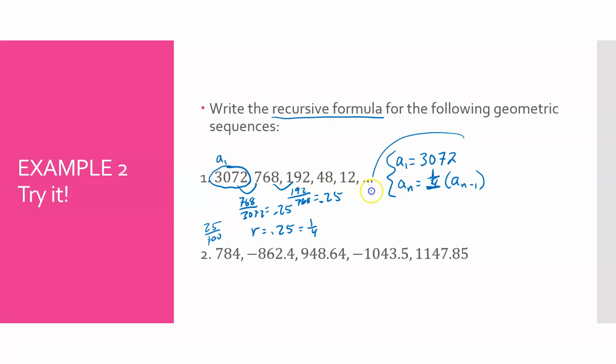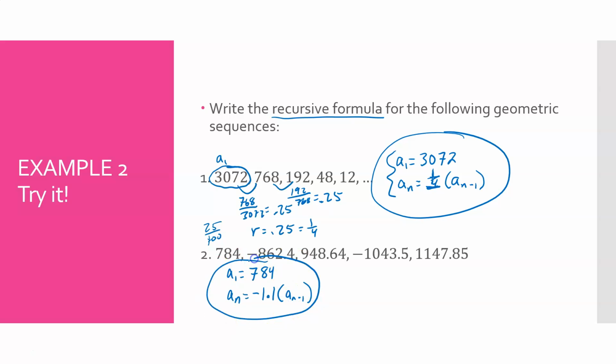All right, now pause the video if you haven't already and make sure you do that for the second one. All right, for this one, you should have had a sub 1 is 784. And then I just wrote it as a sub n equals negative 1.1 times a sub n minus 1. I know I just told you to make them fractions, but this one was a little trickier because the numbers were so big. One example, I take the second one, negative 862.4 divided by 784, gave me negative 1.1. I do check another one just to make sure that they're not tricking me and it's not arithmetic or not geometric. But if they're telling me it's geometric, then I should be able to just check a couple.